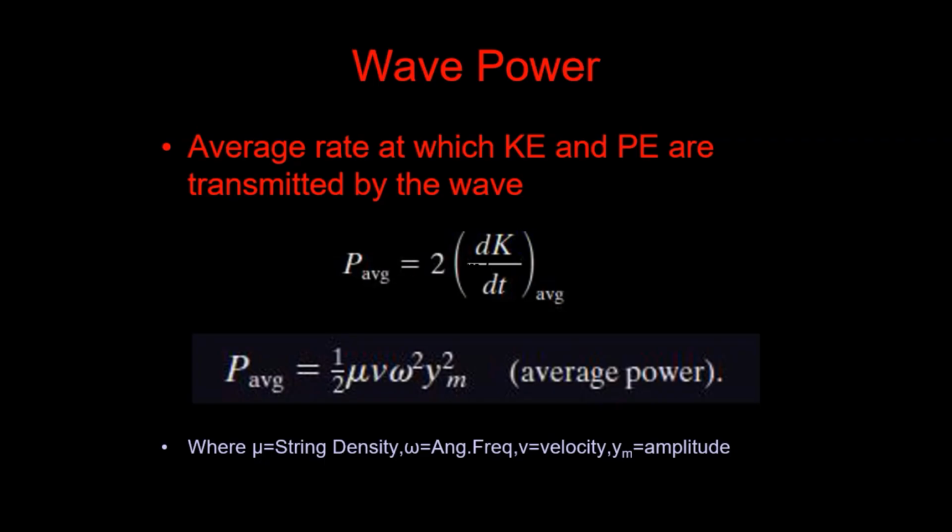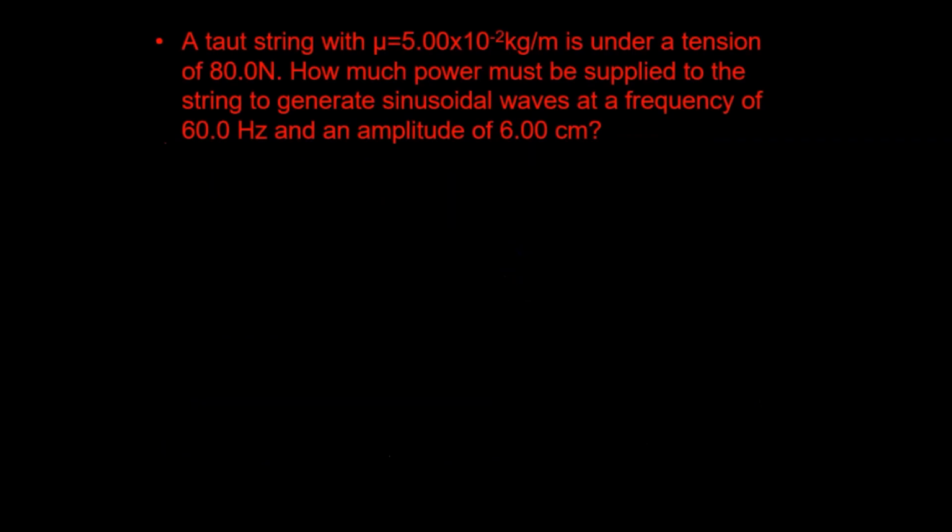Let's take a look at an example of how to use this particular equation. So if we have a string and it has a mu of 5 times 10 to the minus 2 kilograms per meter, so it's already in the right units here, and it's under a tension of 80 newtons. How much power must be supplied to the string to generate sinusoidal waves at a frequency of 60 Hz and an amplitude of 6 centimeters? We do have a mix here of meters and centimeters, so we must be a little bit careful in how we proceed.